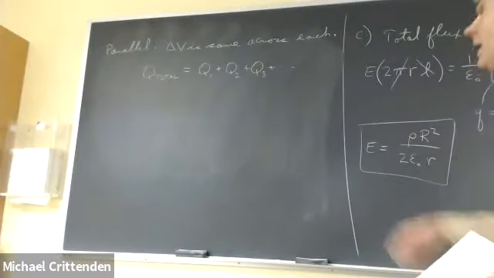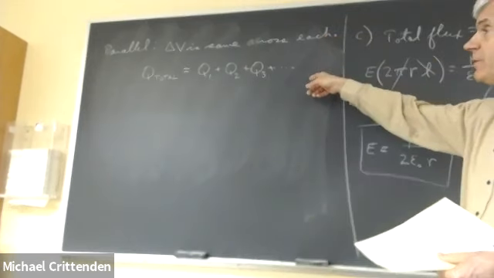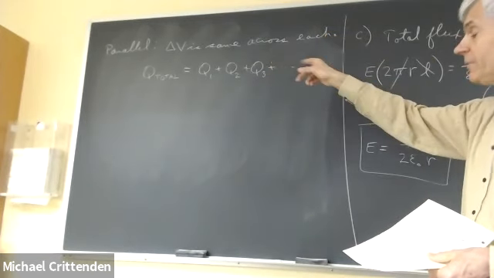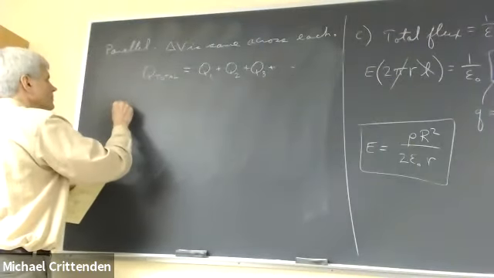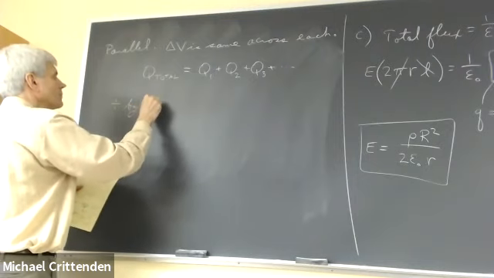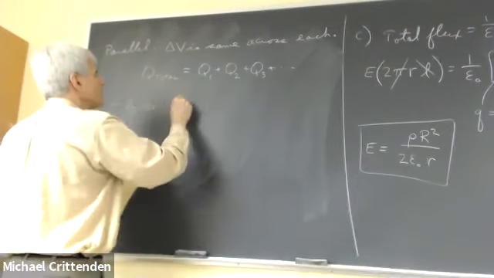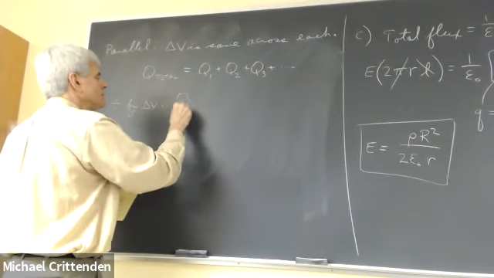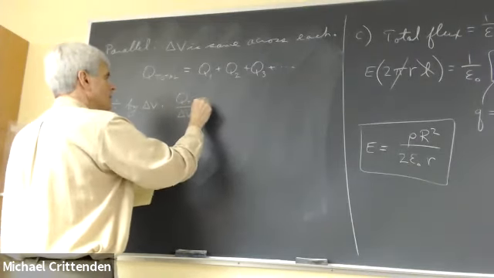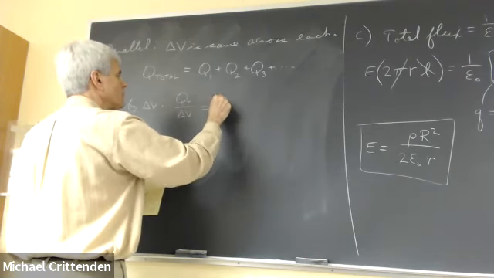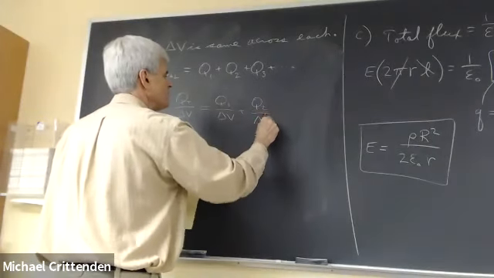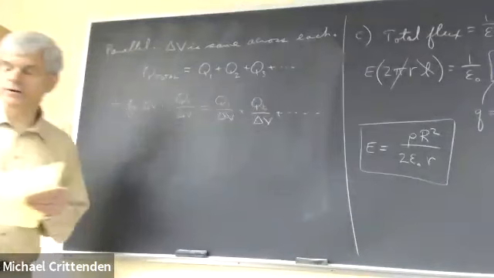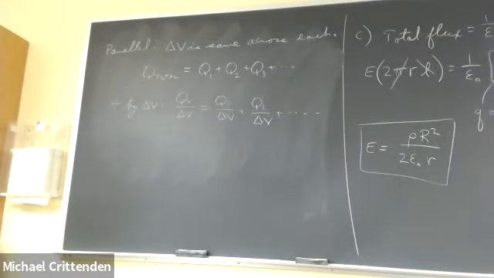Okay, let's take that equation that I just wrote down and divide it through by the voltage that I just said was the same everywhere. So Q total over delta V equals Q1 over delta V plus Q2 over delta V plus however many more terms there are. I'm trying to be general here. There might be 2 capacitors or there might be 75.